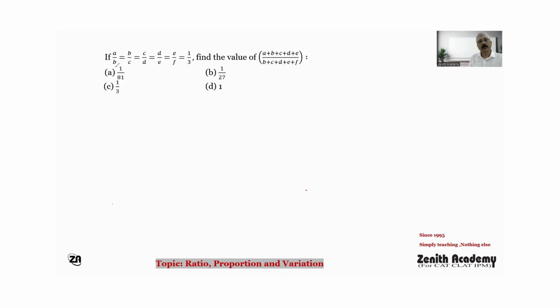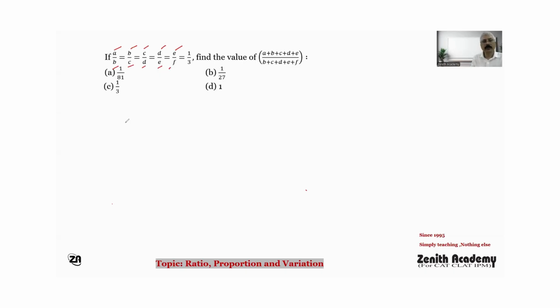Now see this question. If A upon B is equal to B upon C equal to C upon D equal to D upon E equal to E upon F equal to 1 upon 3, then find A plus B plus C plus D plus E over B plus C plus D plus E plus F.